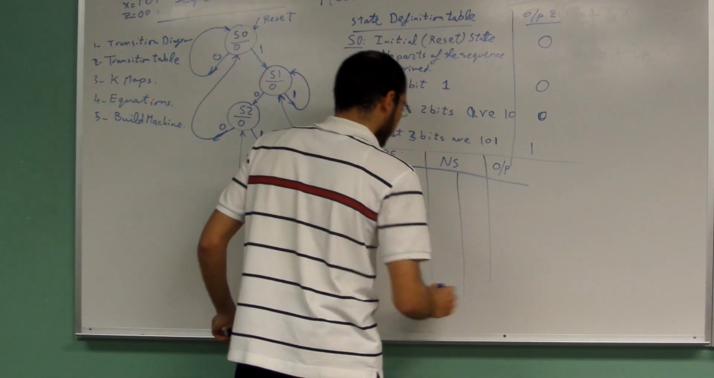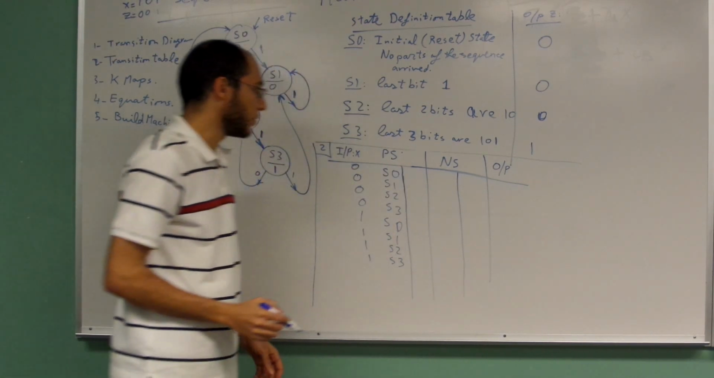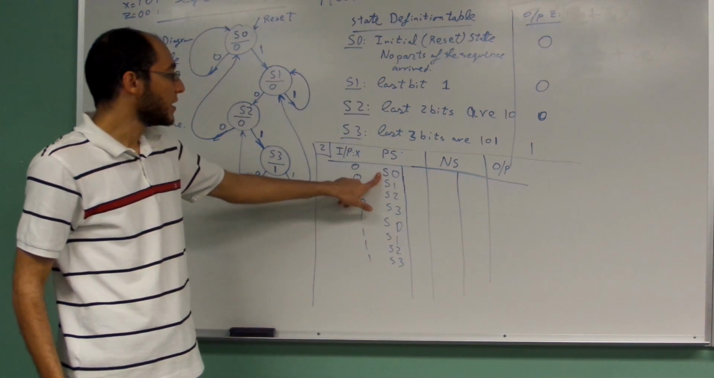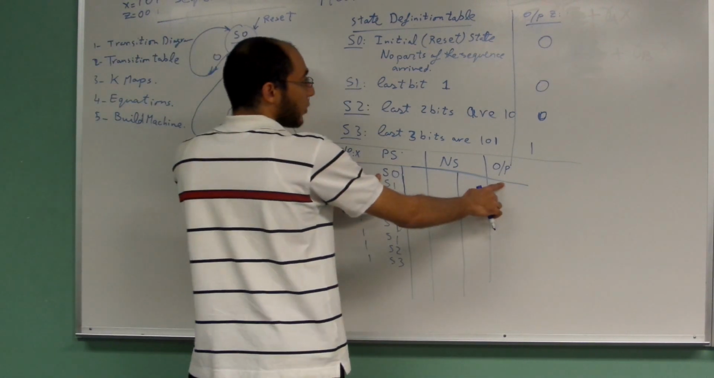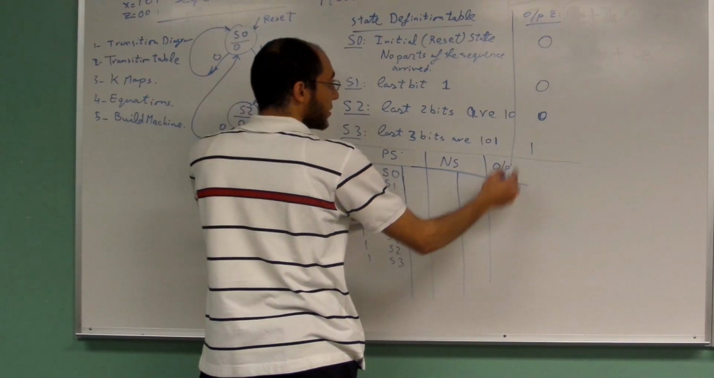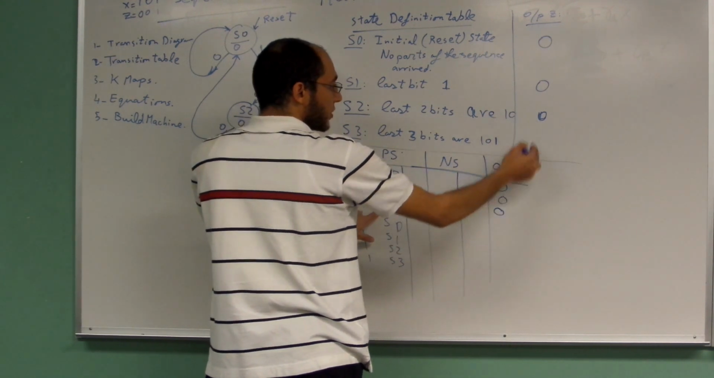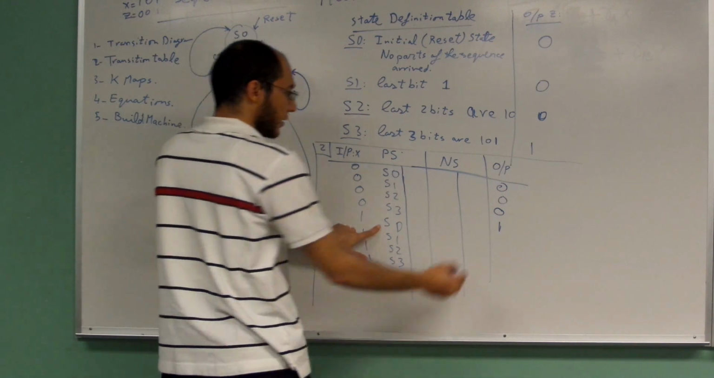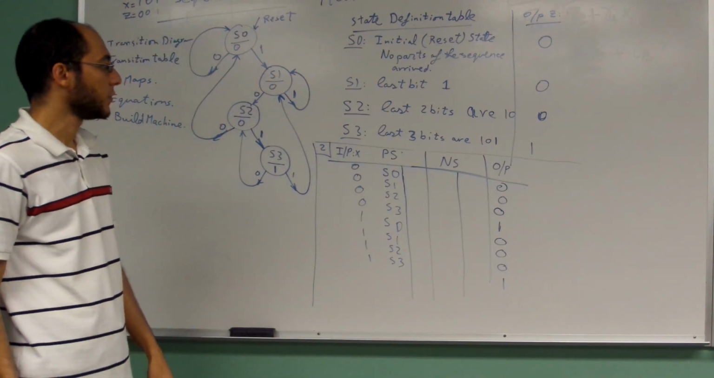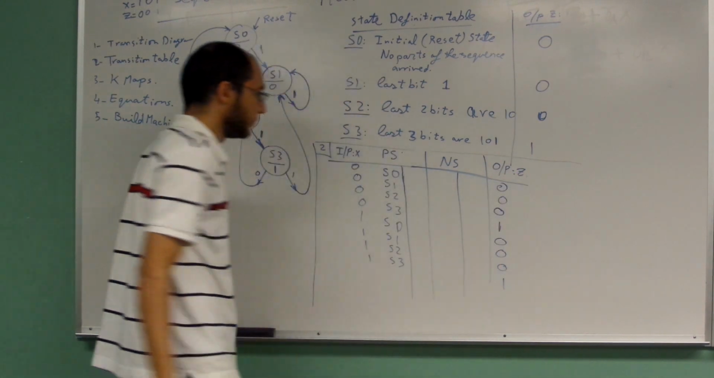Okay? I'm going to write down here the binary assignment, but I'm going to postpone it till after we finish the state transition table. So, since this is a Moore machine, S0 is associated with output equals 0. S1, output equals 0. S2, output equals 0. S3, output equals 1. Again, 0, 0, 0, 1. So that is the output Z.